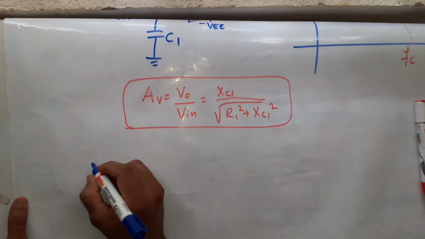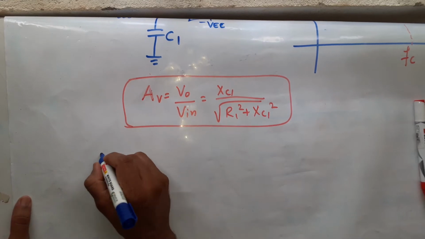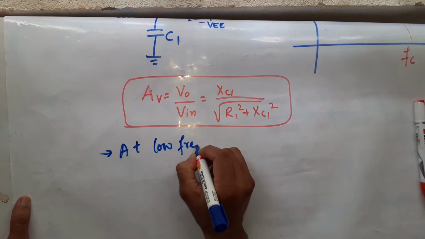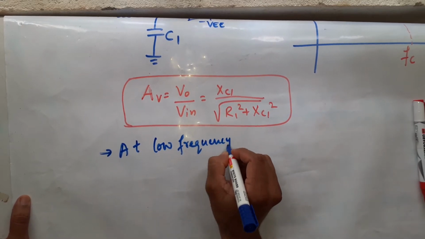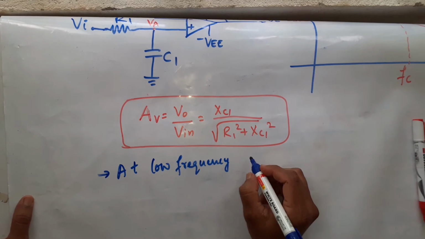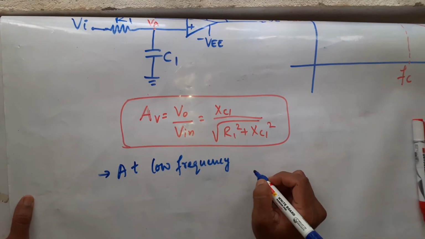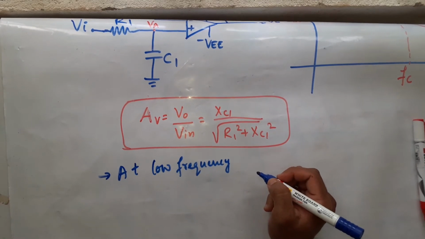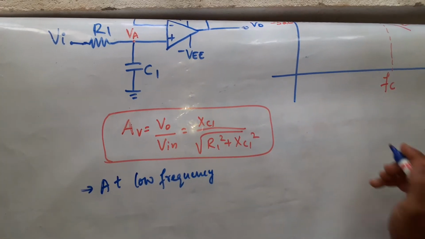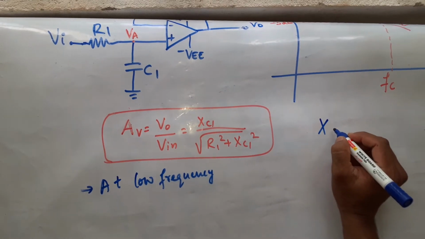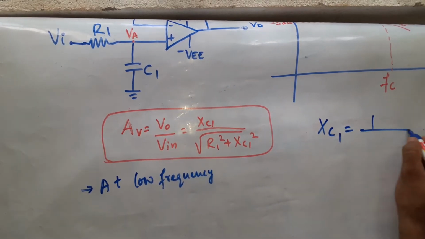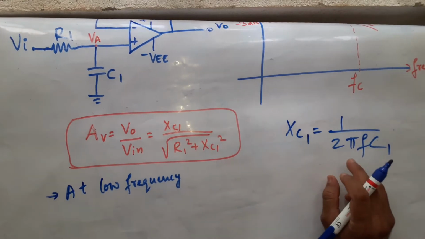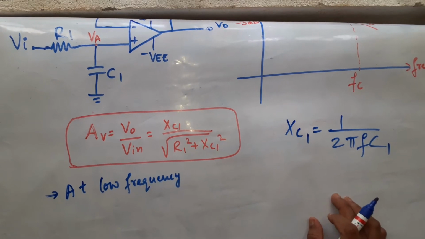Now let us analyze what happens when the frequency is low. At low frequency, when the frequency is less, what happens to XC1? Yes, think. We know that XC1 is equal to 1 over 2 pi FC, right? XC is equal to 1 over 2 pi FC. This is from our basics, isn't it?